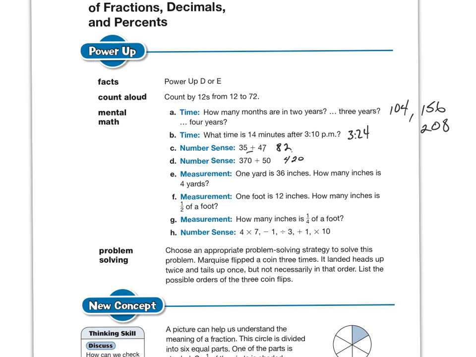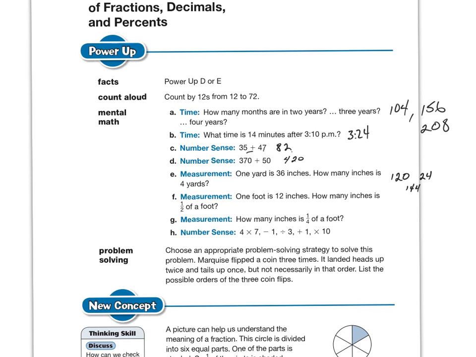1 yard is 36 inches. How many inches is 4 yards? So it would be 4 times 36. So 4 times 30 is 120. 4 times 6 is 24. So I add those together, I get 144.